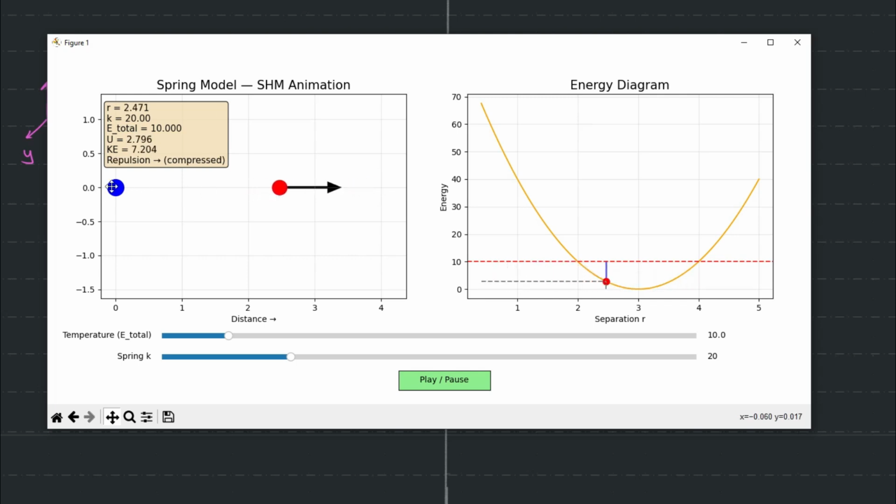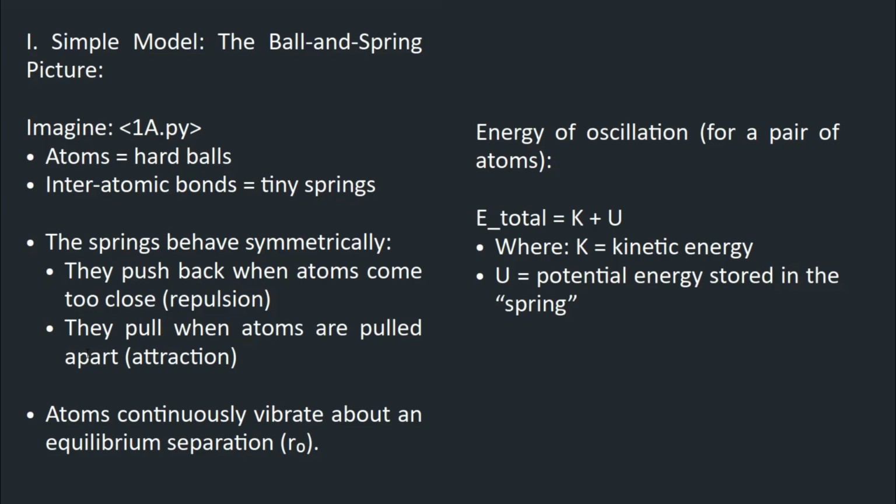When it goes left, this atom pushes it away. When it's going away, it pulls it back. So this particular arrow indicates the direction of the pull and the push. So this is what is happening basically. So this explains the vibration. Okay, right? You got it? Now, that is your simple ball and spring model.